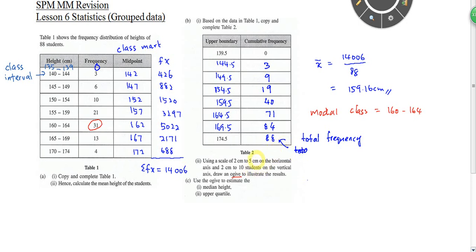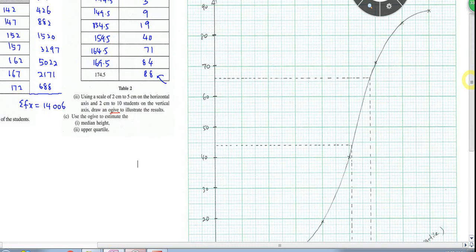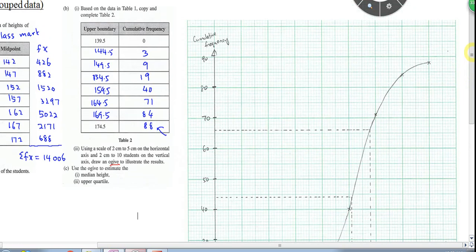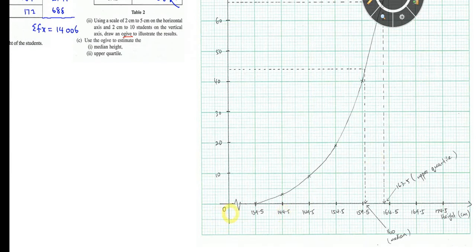Okay, now we can draw an ogive using the upper boundary and the cumulative frequency. These are the ogive that we should get. So 139.5, you see over here, 139.5 cumulative frequency is 0. So here is the cumulative frequency, here is the height. We have to follow the scale given here, 2 centimeters to 5 centimeters on the horizontal axis. You see, I keep on adding 5 here. And 2 centimeters to 10 students. So here's 2 centimeters, 10 students, 20, 30, and so on.